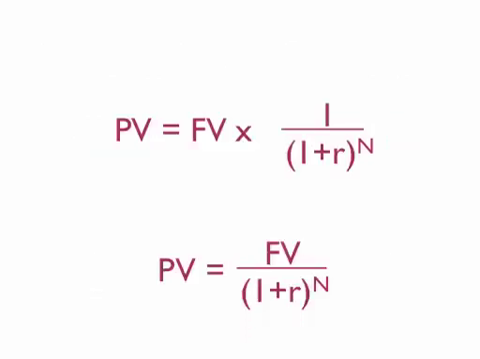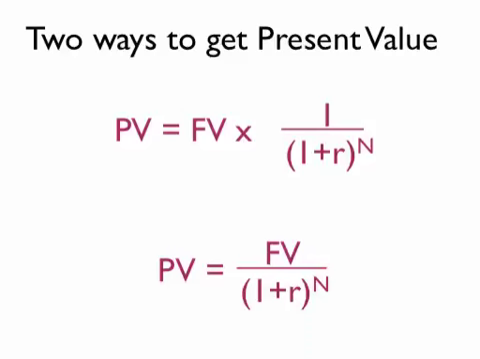So we have these two formulas. Present value equals the future value times 1 over 1 plus r raised to the power of n, or the present value, we can also rewrite it simply as the future value divided by 1 plus r raised to the power of n. Two ways that we do that.